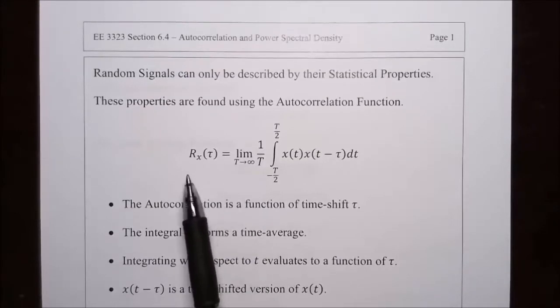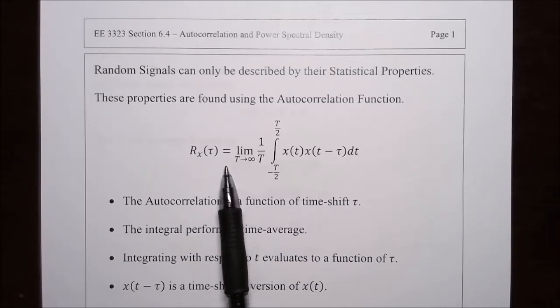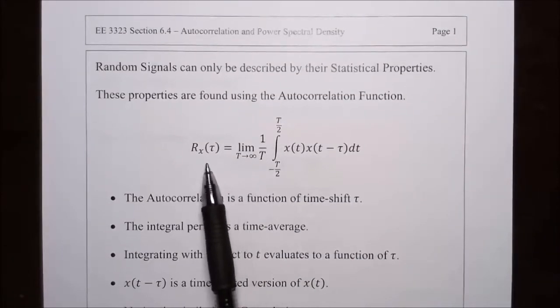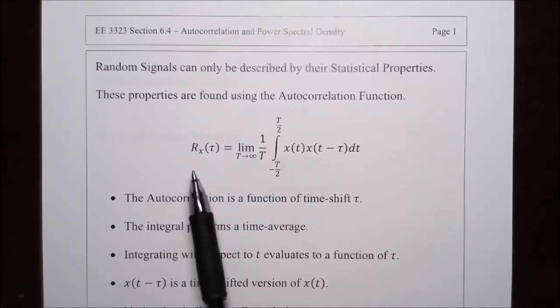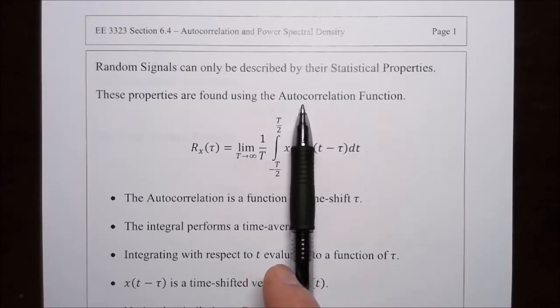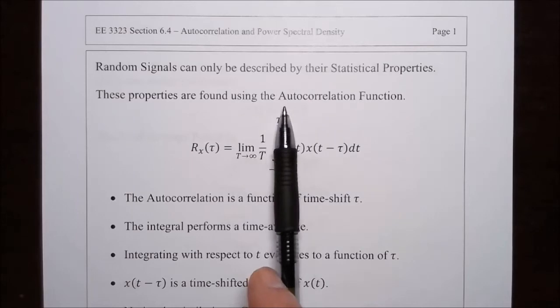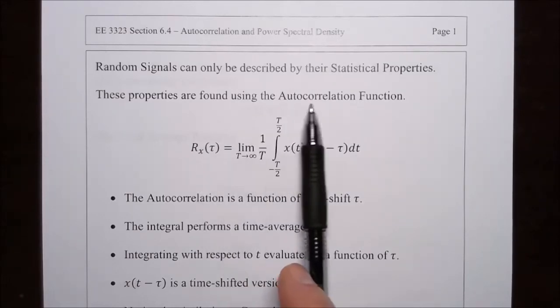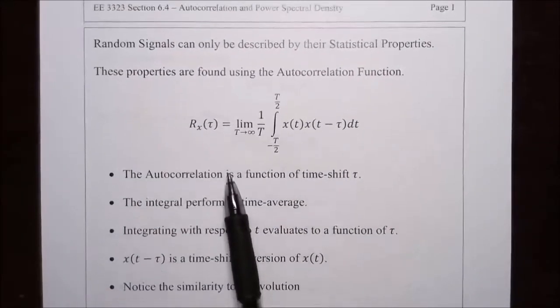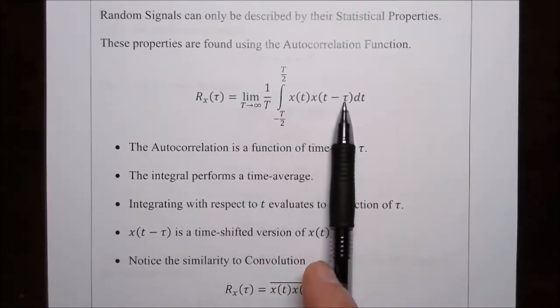And it turns out that the statistical properties and frequency information in the random signal is also embedded into this autocorrelation function. By the way, autocorrelation, auto means self, and to correlate something is to compare it with something or to relate it to something. So we are using this function to relate a signal to itself. The autocorrelation is a function of time shift tau. Tau is the amount of time shift.